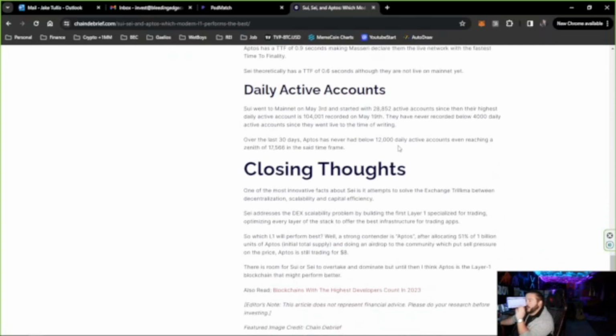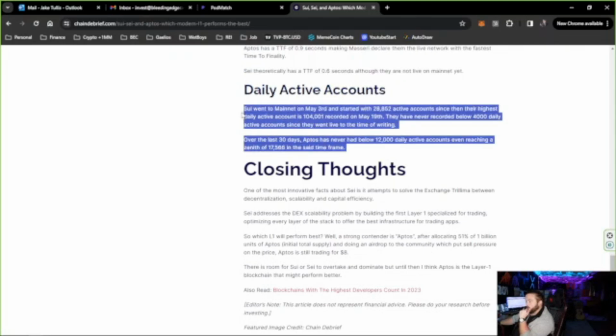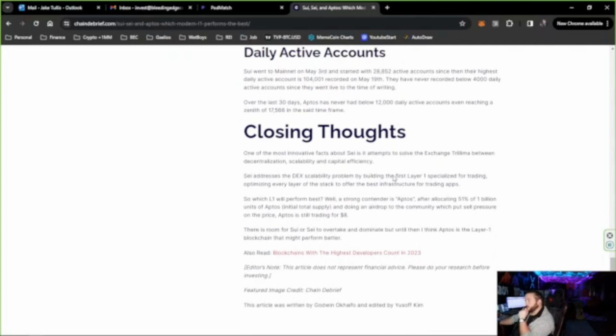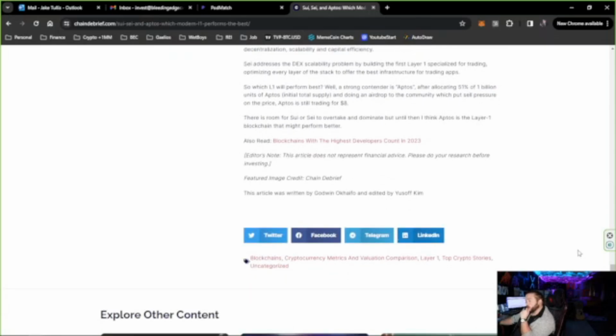And no surprise here, guys, the DAUs, or daily active users, are really low because it's a small thing. And all of them are. They're very early in the product market fit category.